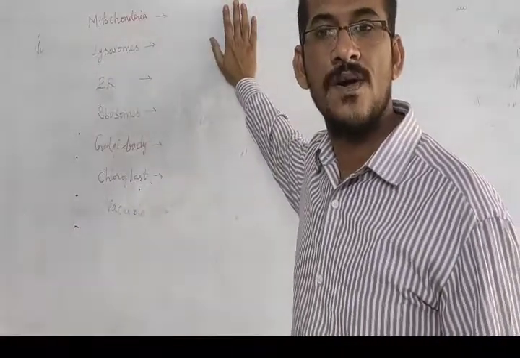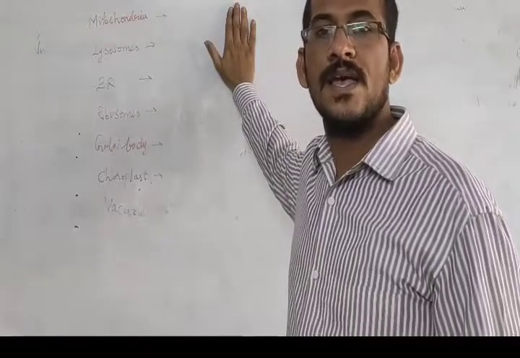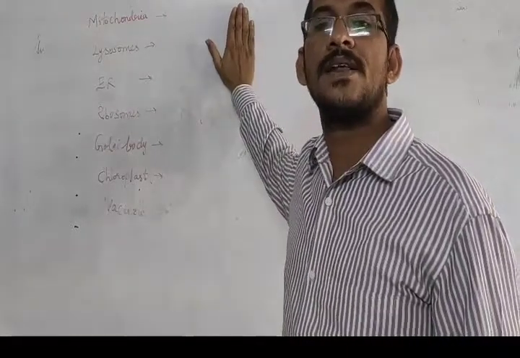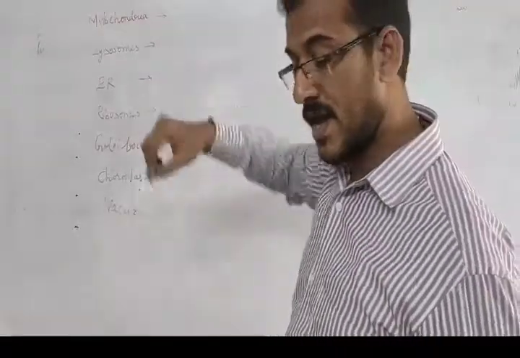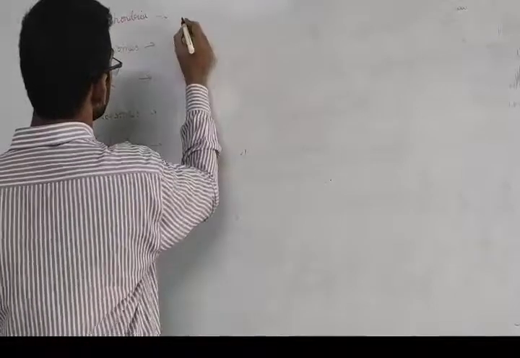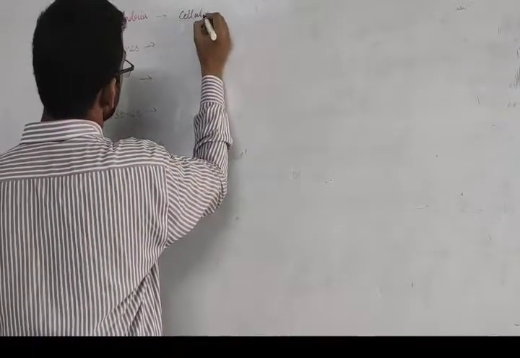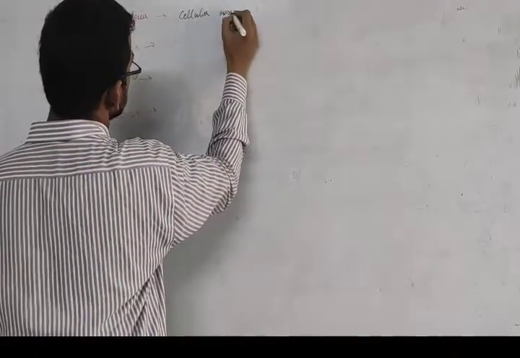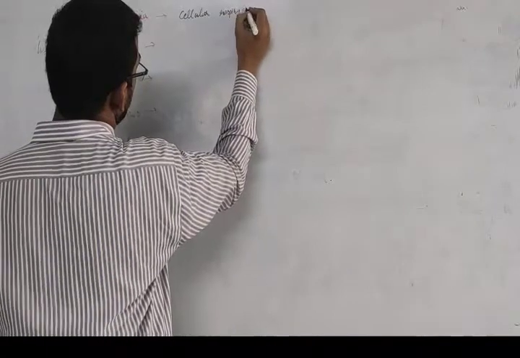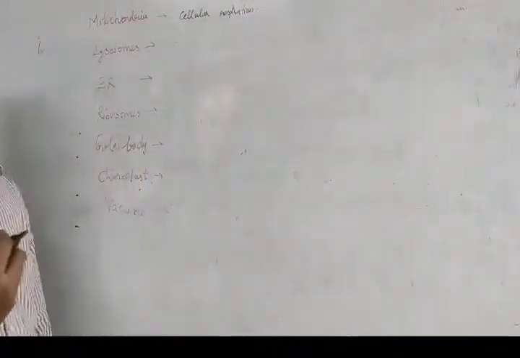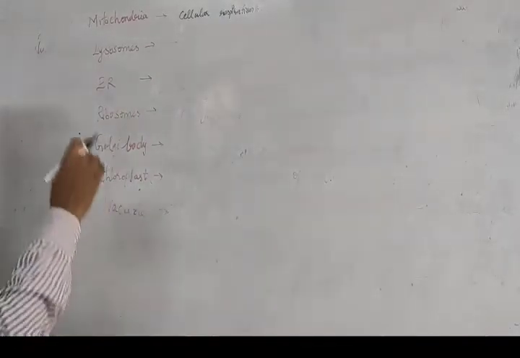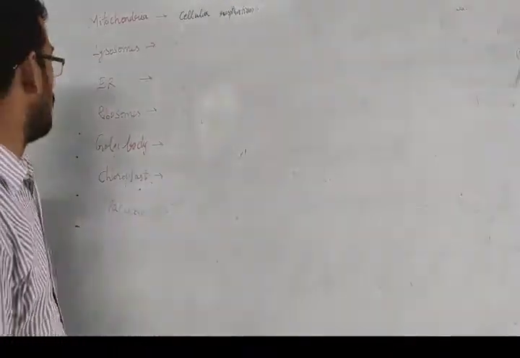Why is it called powerhouse of the cell? Because it helps in cellular respiration. What is the function of mitochondria? Cellular respiration. Okay. Cellular respiration is the function. That's why it is called powerhouse of the cell, because it stores energy in form of ATP.